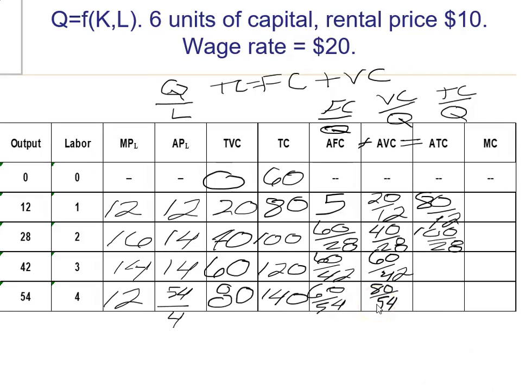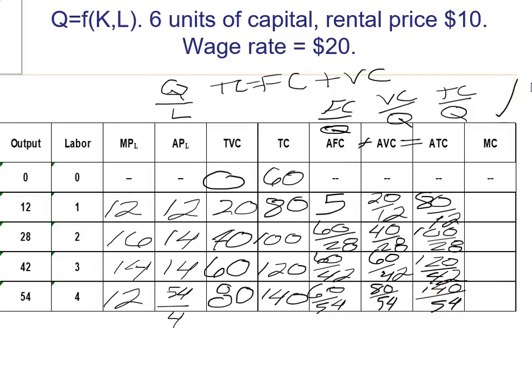What is it here? This is going to be 120 divided by 42. And what is it here? This is going to be 140 divided by our output, 54.